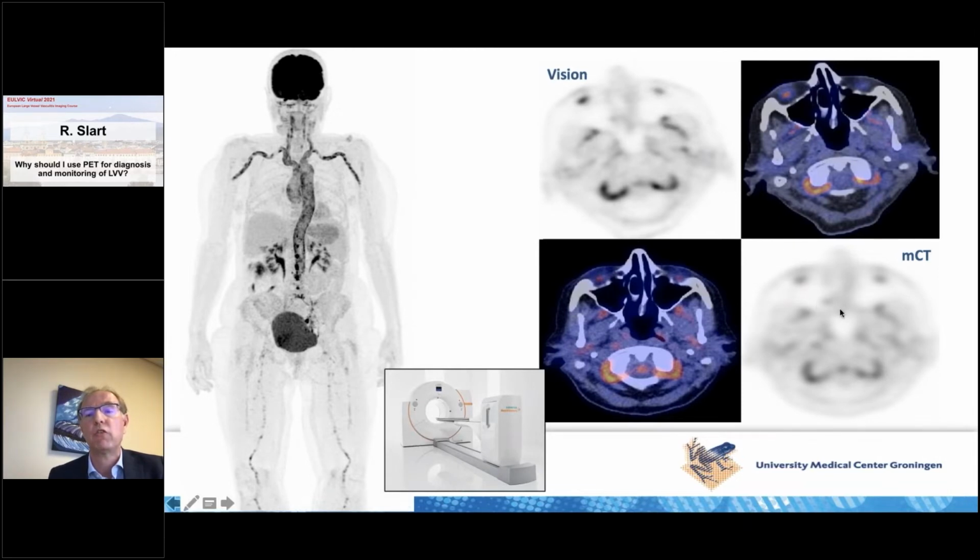The same patient was also scanned with a conventional PET-CT system. It's hard to see, there's only some activity here. So all the new camera systems improve the resolution of the smaller vascular structures.